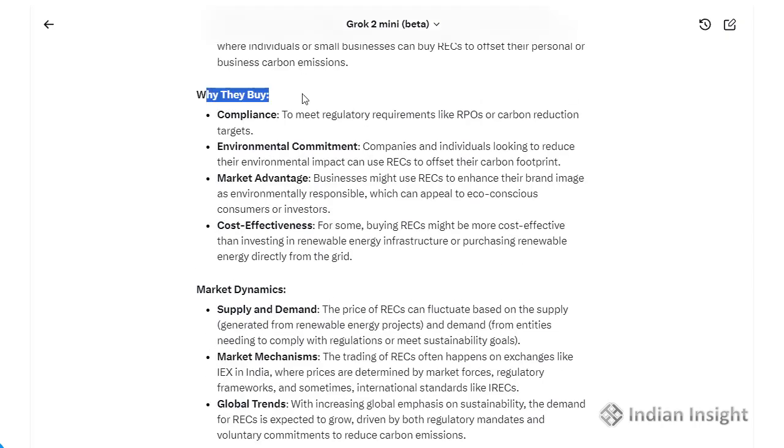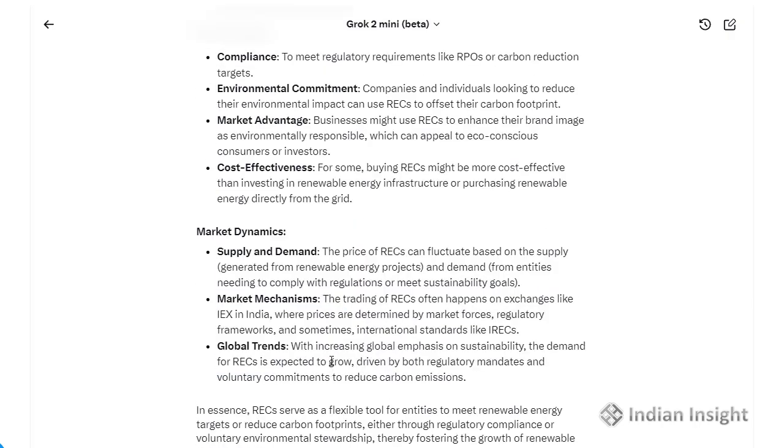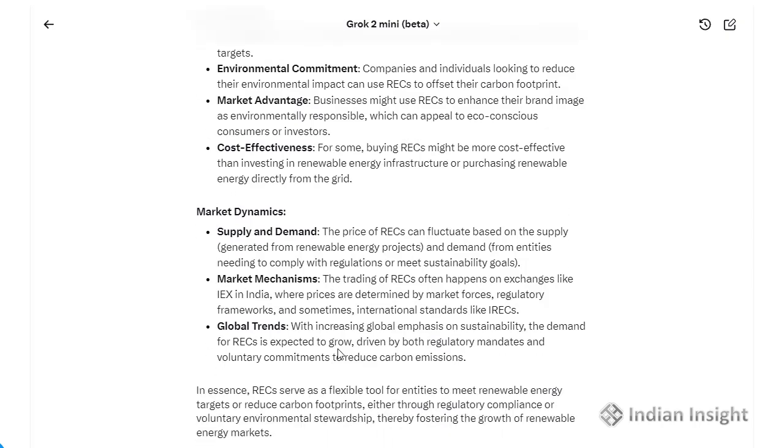So, why do they buy? It mentions compliance, environmental commitment, market advantage, cost effectiveness, and it describes the market dynamics. So, it gives very good information. So let's look at the individual angle. Why will more individuals need such certificates?